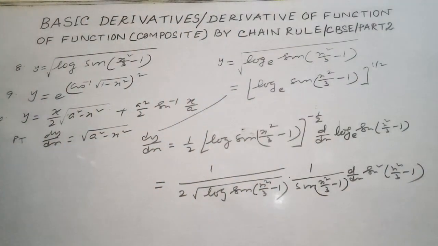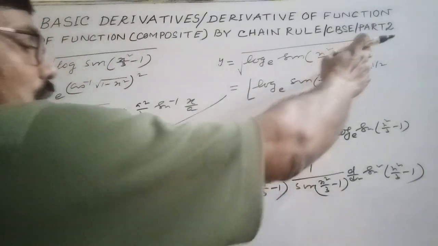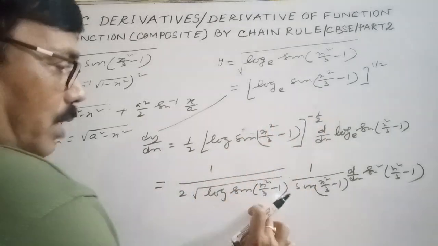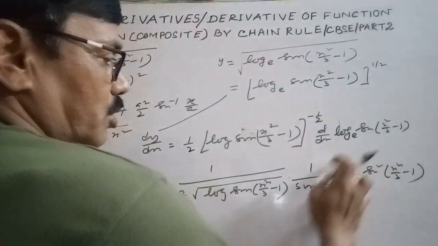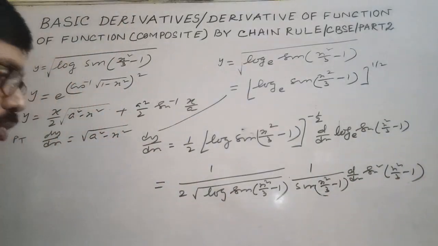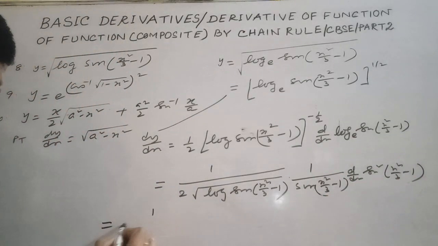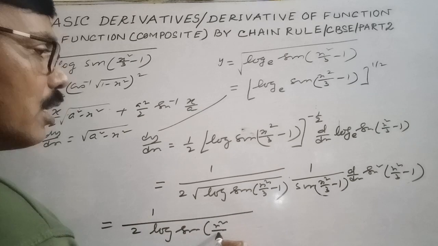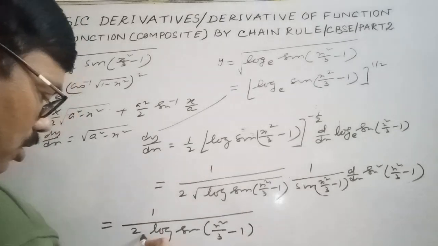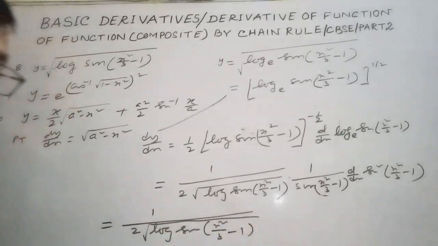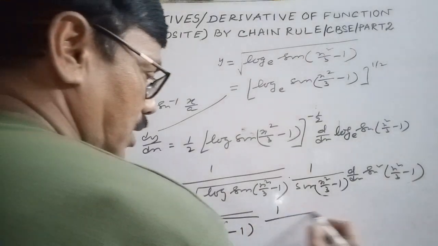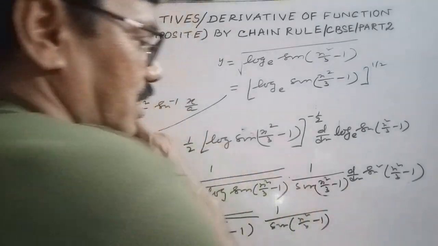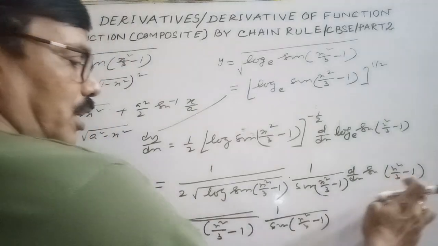So this is to be noted. Use the sequential step: half comes forward, power diminished by 1, then d/dx of the argument. So this is the simplified form. The main function is this, so 1 by x, d/dx of the argument. Then 1 by 2 into log sin x² by 3 minus 1, total root, this one unchanged. Then 1 by sin x² by 3 minus 1 unchanged. This is sin x² by 3 minus 1.